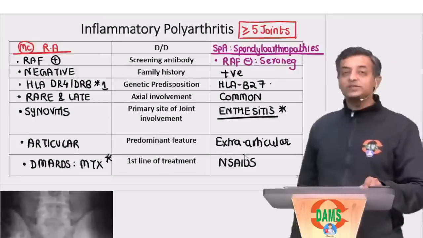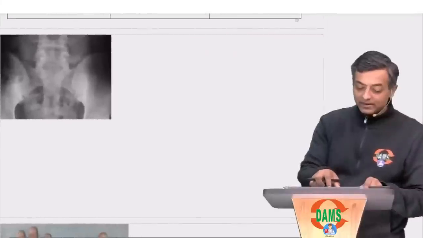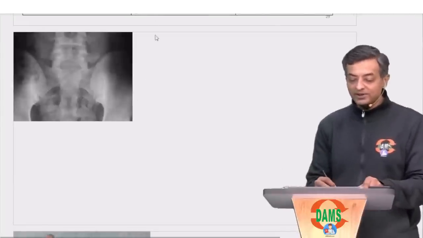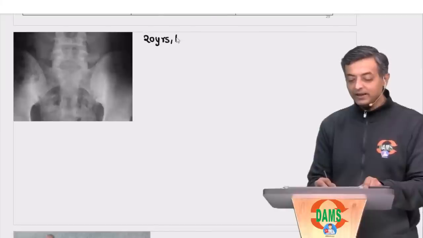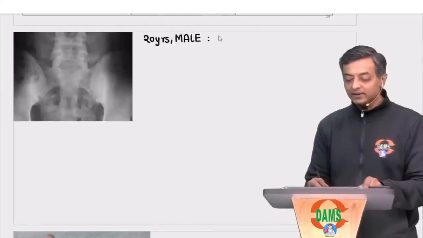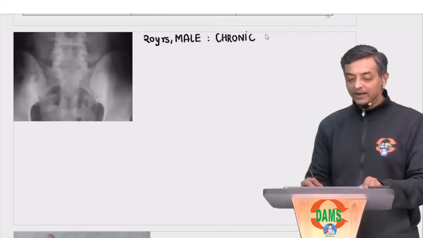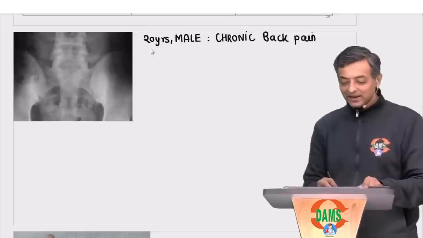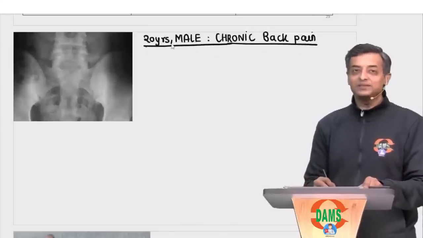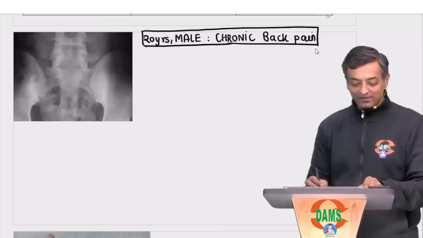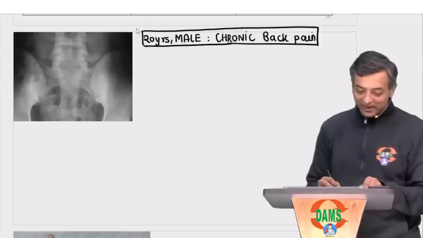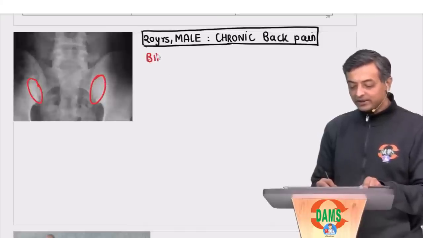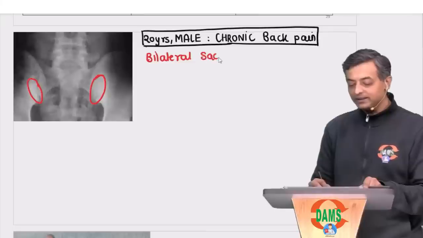Skin also comes into the picture. So, tell me, what is this showing? Come on, identify the image, diagnosis and move on. A 20-year-old male has presented with chronic low back pain. I know you will all say ankylosing spondylitis. Is bamboo spine visible here? No, it is not. What is the finding here? Bilateral sacroiliitis.